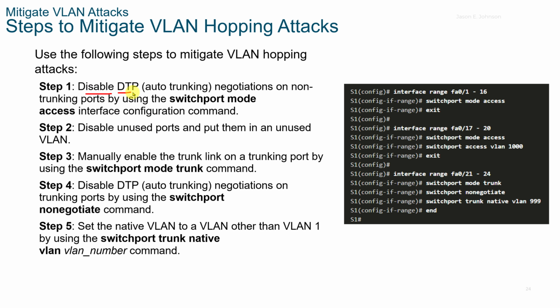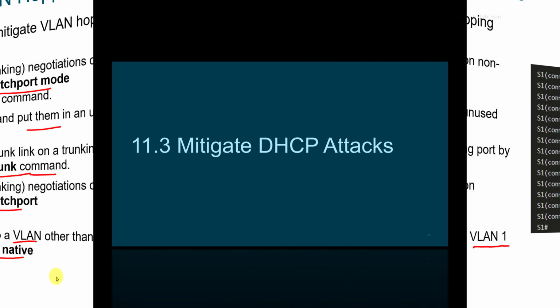So first, you want to disable DTP, the auto trunking negotiations, on a trunk port using the switchport mode command. Step 2, we want to disable unused ports and put them in an unused VLAN. And then step 3, we want to manually enter the trunk on a trunking port by using the switchport mode trunk command. And then we disable DTP by using the switchport nonegotiate command. And then we set the native VLAN to a VLAN other than VLAN 1 by using the switchport trunk native vlan command and then the number.